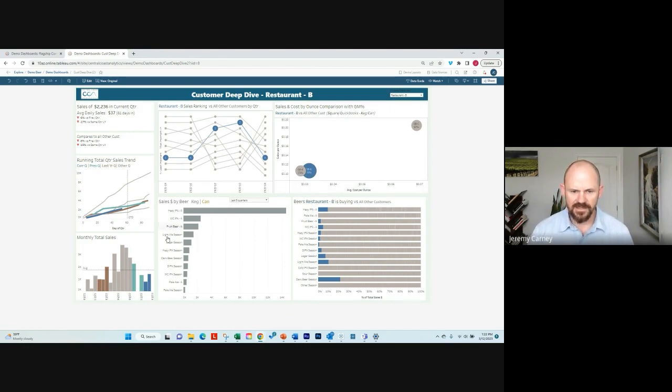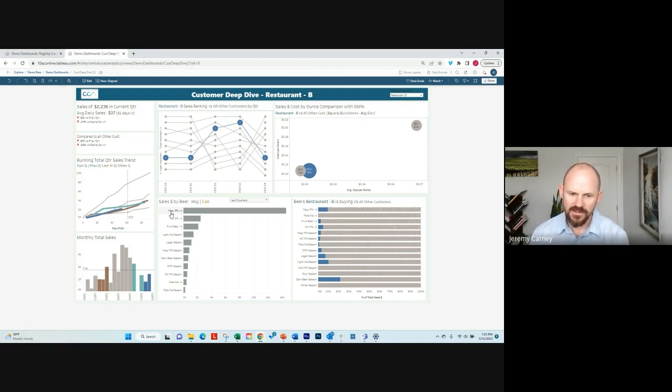Next up, in the lower middle, we're looking at what our sales were by the different beers that we sell to this customer. In this case, these guys buy all kegs, which you can see is all silver down below. And then the vast majority of their sales are this hazy IPA, which is one of our flagships.